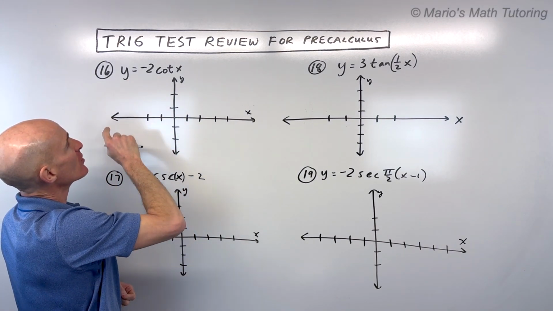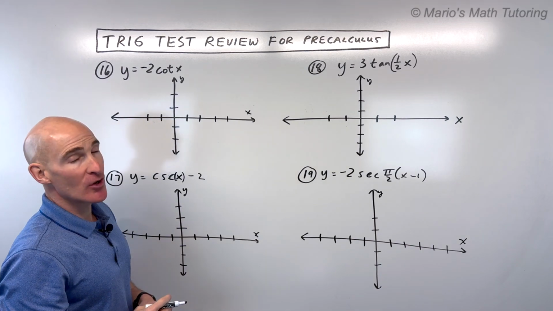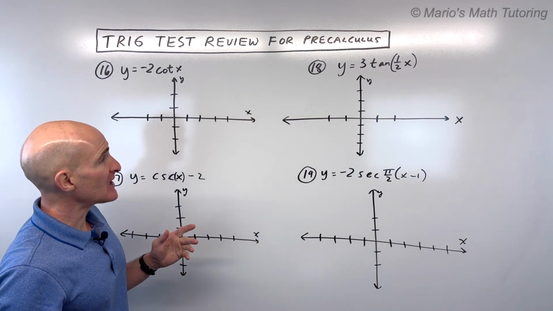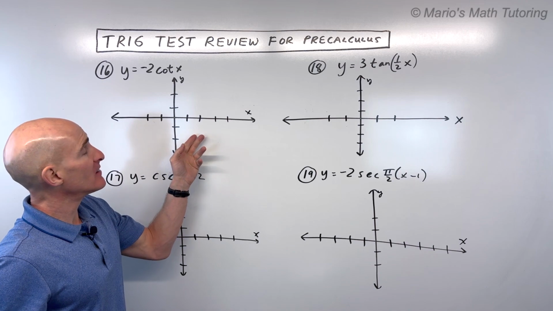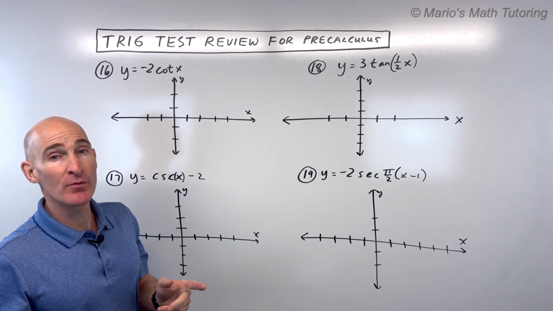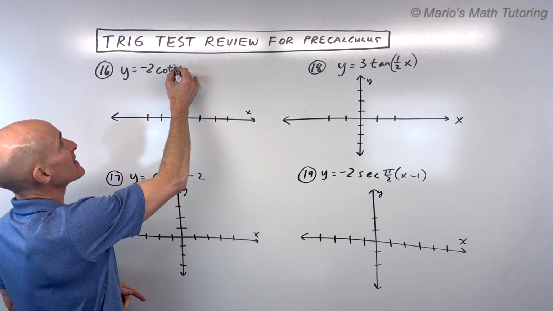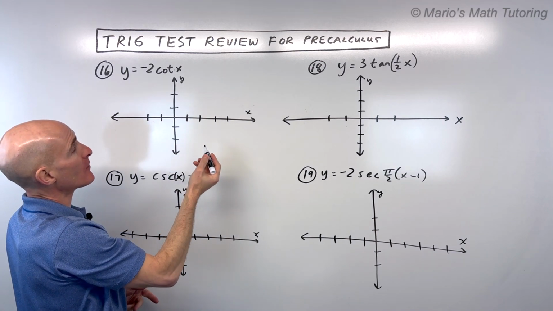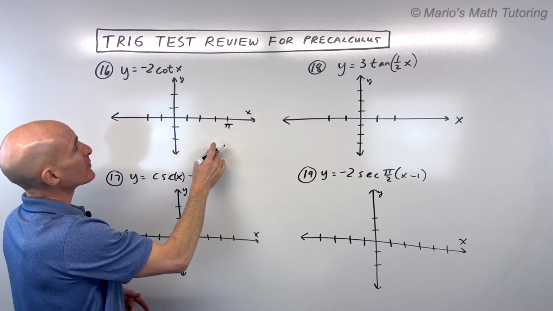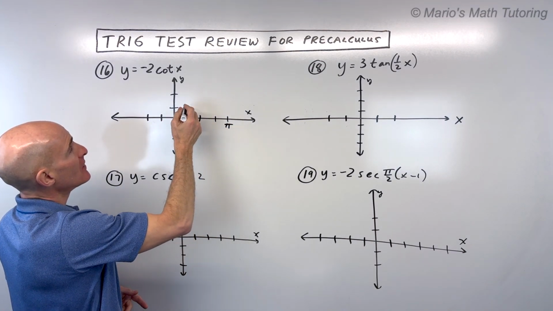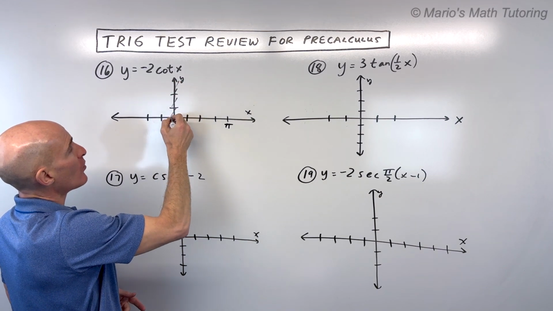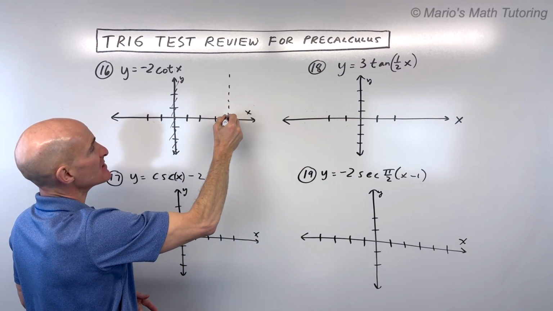How would you graph this one? y equals negative 2 cotangent of x. Well, for tangent and cotangent, the period is pi. So we use the formula pi divided by b. In this case, the b value is 1. Pi divided by 1 is just going to be pi. Now with cotangent, we have our asymptotes right here on the y-axis, and it repeats every pi.